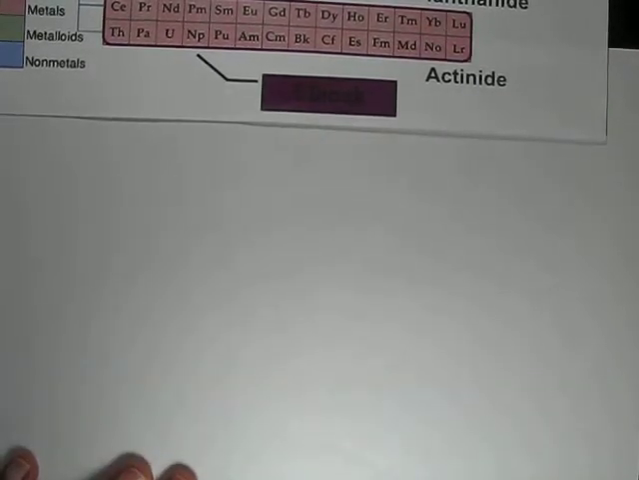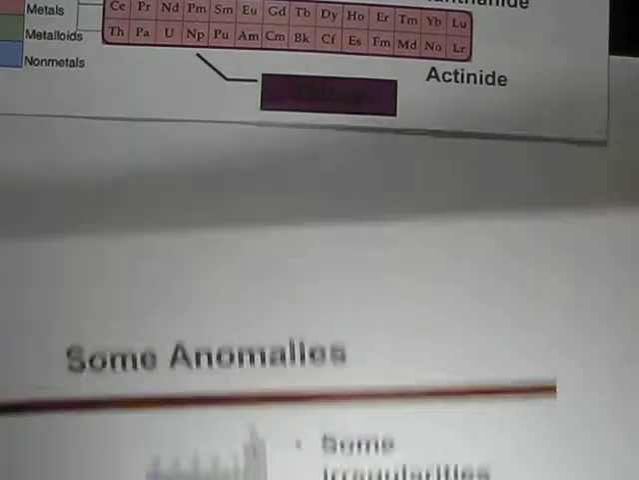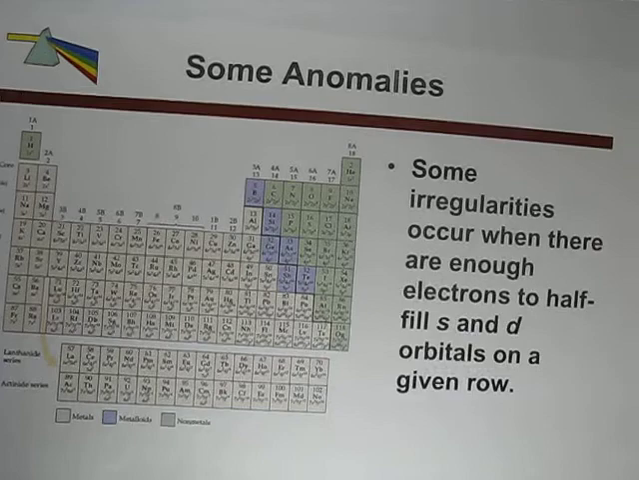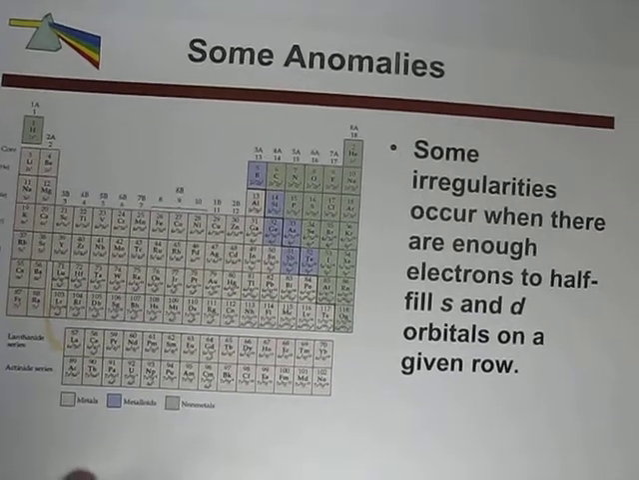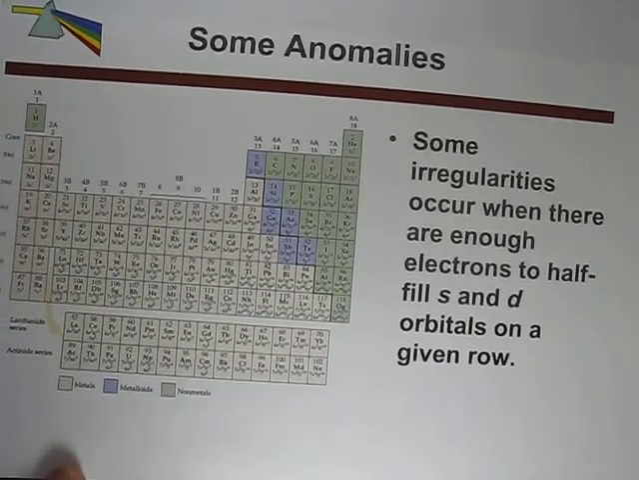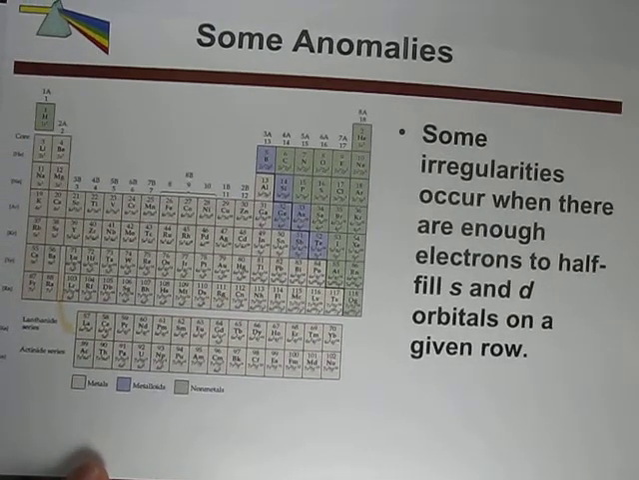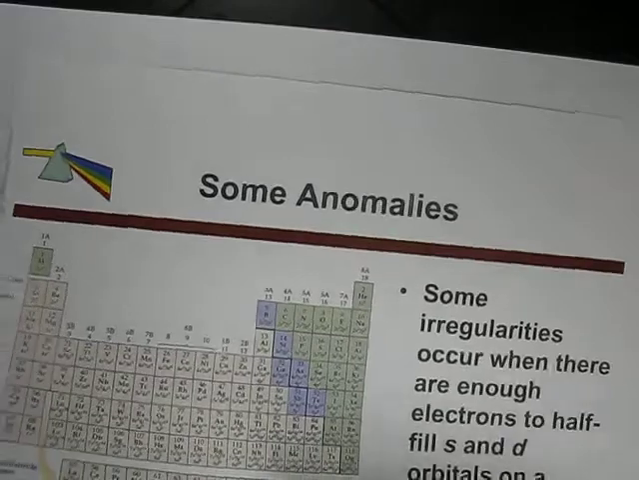And so some anomalies, some irregularities occur when there are enough electrons to half fill s and d orbitals on a given row. So we'll see some examples of this.